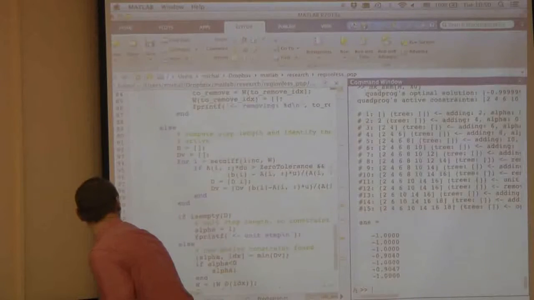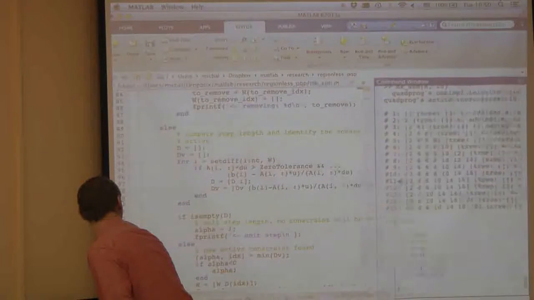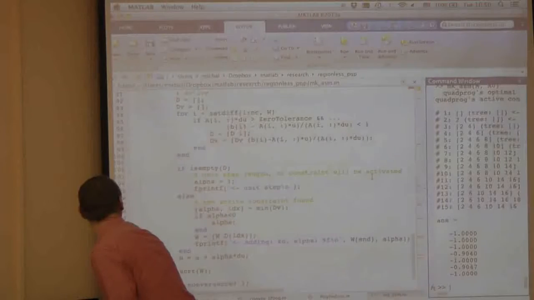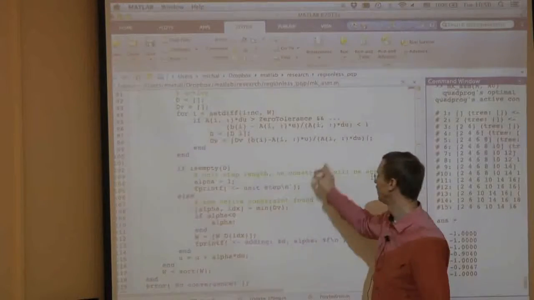However, if there is an improving direction, then what we do is we calculate all those distances. I have them here.